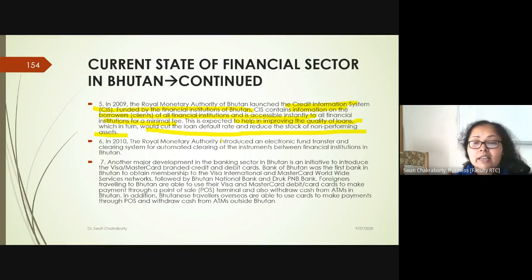RMA in 2010 introduced an electronic fund transfer and clearance system for automated clearing of the instruments between financial institutions in Bhutan.